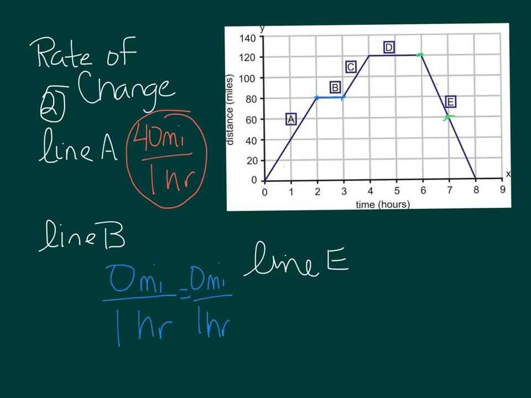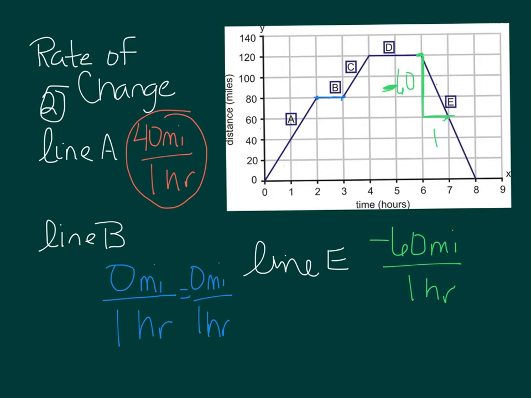Rise, that's going to be my vertical. It's not actually rising though. If I start here and I go down, it's going down units, so that's going to be a negative. It's going down 3 units, which is going to be 60, and then I'm running to the right, which is positive 1 hour. So line E has a rate of negative 60 miles in 1 hour. They went negative 60 miles in 1 hour, so they went backwards.